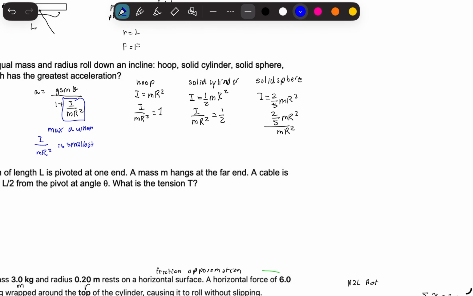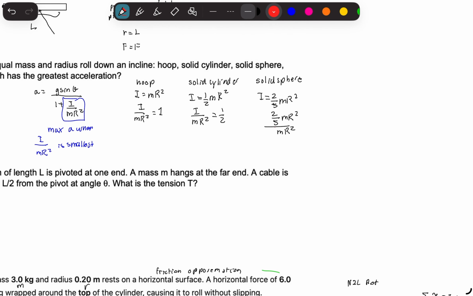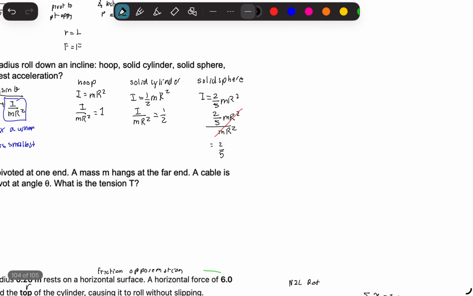So what is happening in each of these is you're just substituting in that I, and then you see that the mr squared cancels out. So you're left with this ratio of 2 over 5, which is how you're getting these answers. So this is 2 over 5. Now, what about a hollow sphere? You have inertia of 2 over 3 mr squared. So 2 over 3 mr squared over mr squared. Just like before, that cancels out, and you're left with the ratio of 2 over 3.